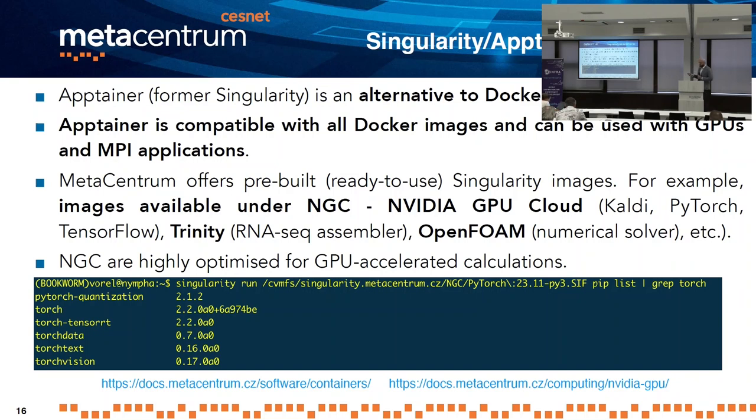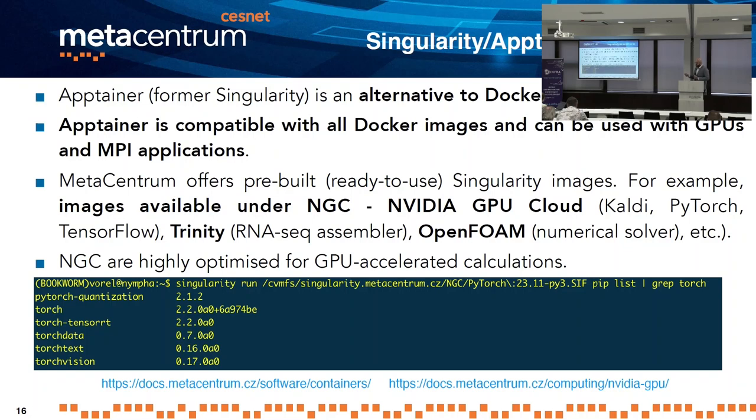So we can offer how to work with containers. We are not using Docker because Docker is not suitable for HPC centers. We are using Singularity, but Singularity can work generally with all Docker images. I wanted to say mainly for you that we can offer plenty of pre-built, ready-to-use Singularity images, for example, images accessible from NVIDIA GPU Cloud, like Caffe, PyTorch, and TensorFlow.